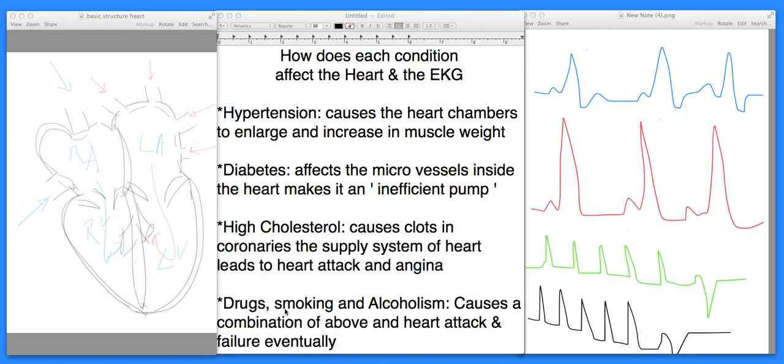The whole idea is wanting to see how all these poisons that affect the heart show up on the EKG, and they cause a combination of all the above changes we just discussed, sometimes leading to a very serious condition called heart attack or even heart failure, we call it. And therefore, these conditions are very, very important.